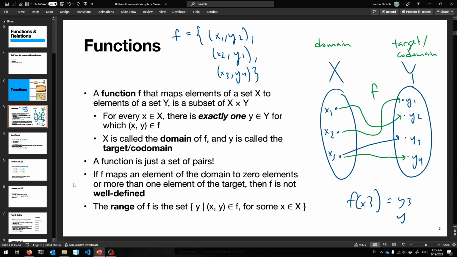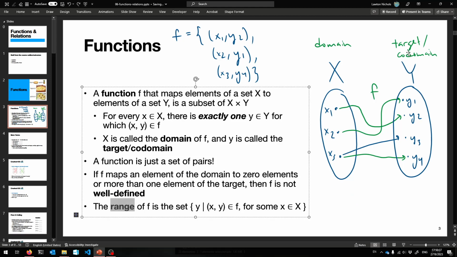It should only take an input to a single output. Okay, so that's what it means to be well-defined. You're not doing anything silly like that. And then finally, the word range is probably what you thought that y was, but range is very, very special.